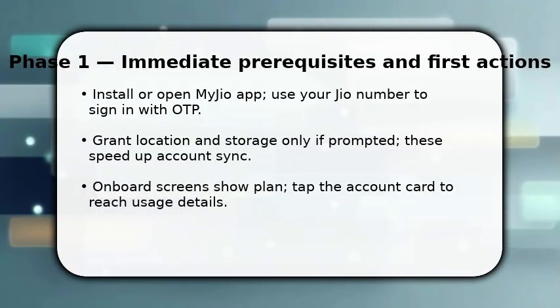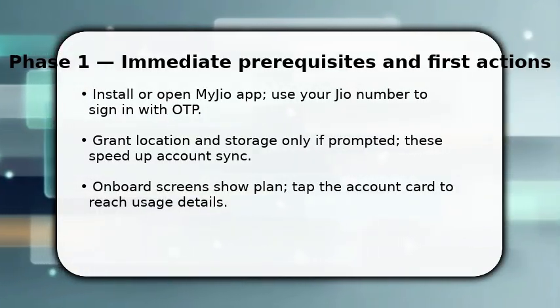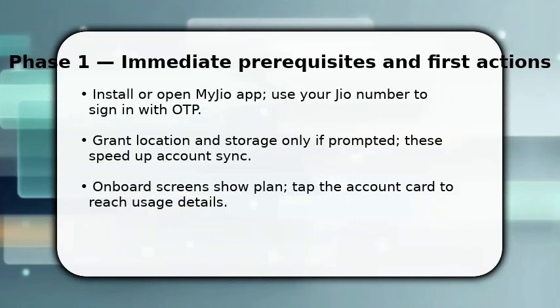You start by opening My Geo and signing in with your Geo number. Expect an OTP right away. Grant the minimal permissions requested so the app can refresh your account quickly. Once done, you land on the home screen.